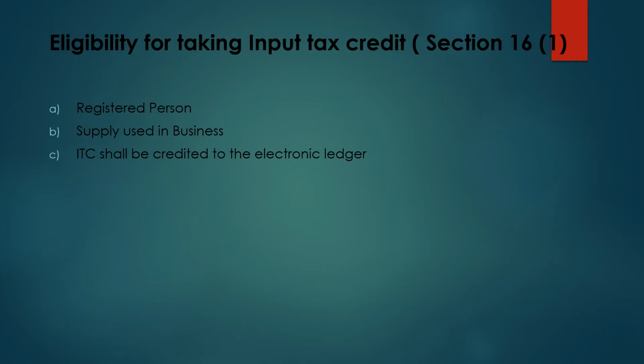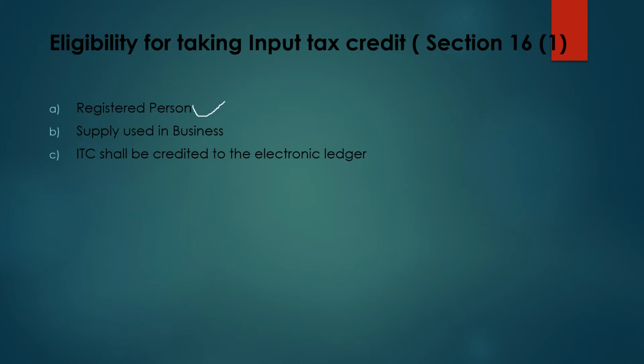The first is registered person. Registration is prerequisite for availment of credit in GST law, and every registered person shall be entitled to take credit of input tax. Next is supply used in business.